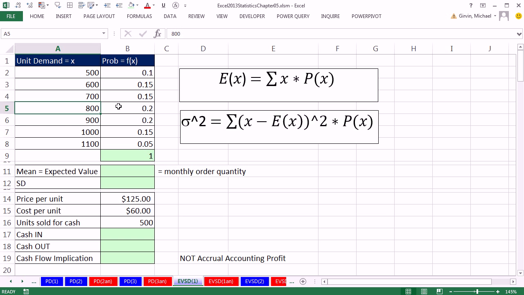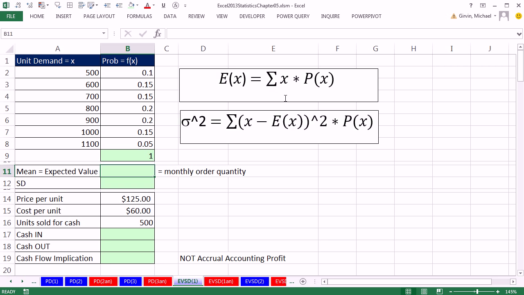So 800, there's a 0.2 probability. 900 units purchased, there's a 0.2. So from this past data, X units demanded and our probability, our frequency distribution with a relative frequency, we can calculate expected mean. And this will be a number we can use in budgeting and planning.